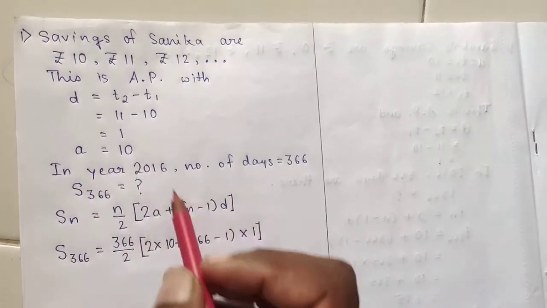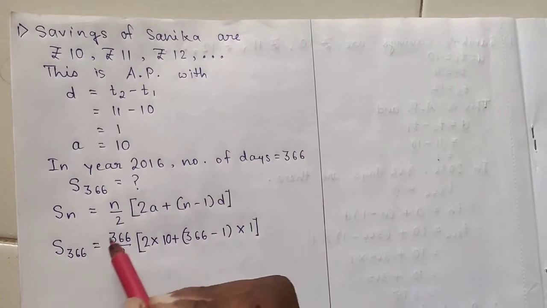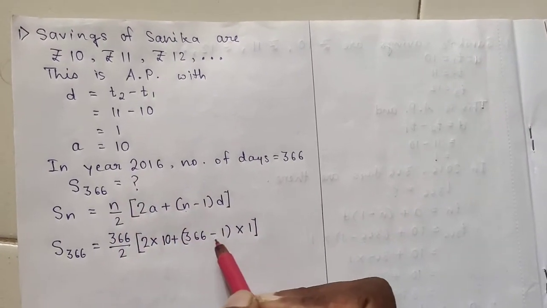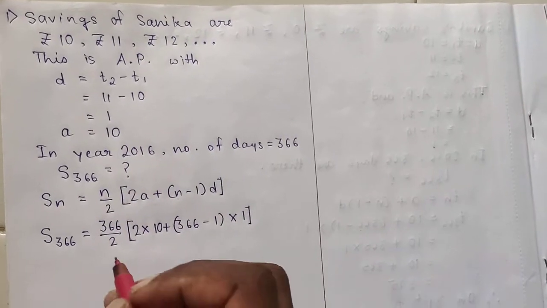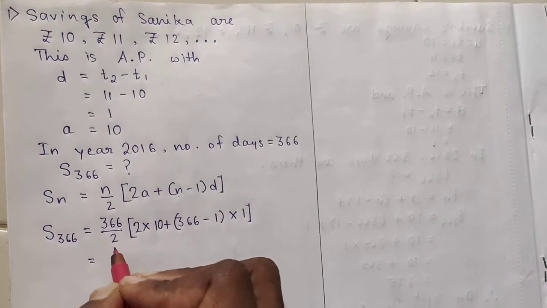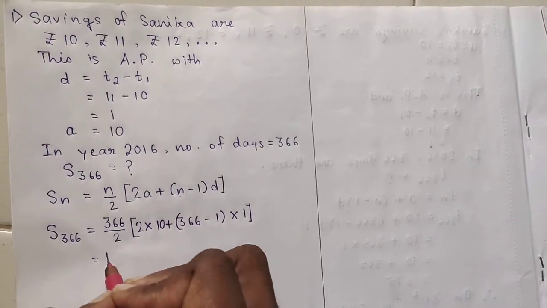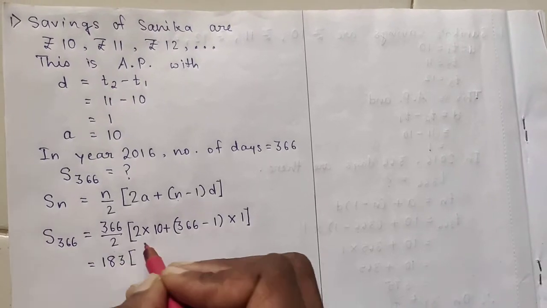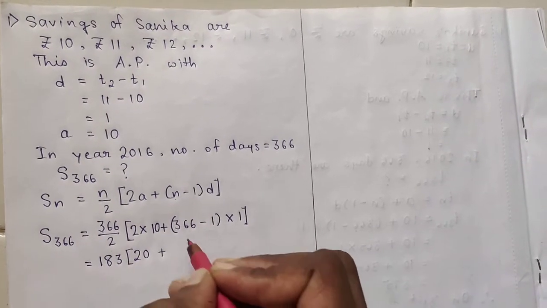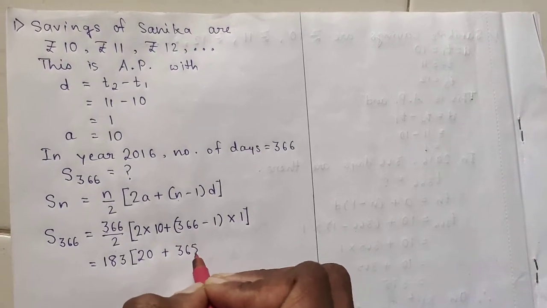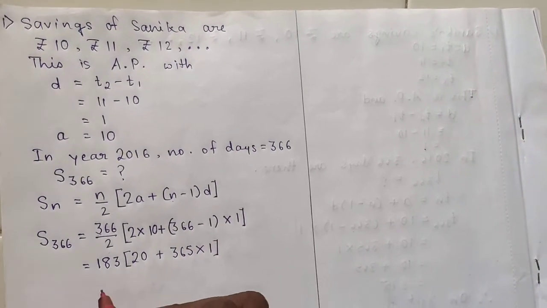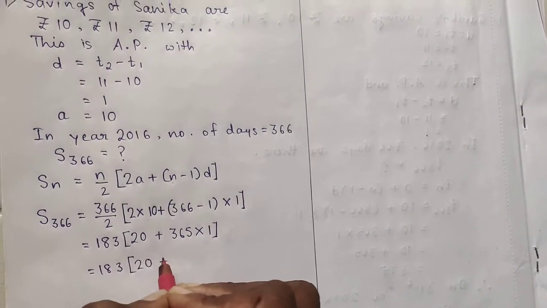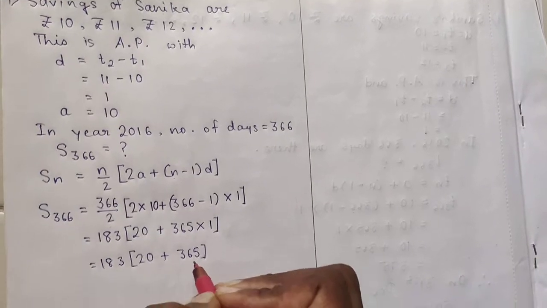You can see here, again cross check. N is 366, 2 into what is A? 10, plus n 366 minus 1, what is D? 1. So we are right. Now 366 upon 2. So let us do that. 2 1s are 2, 1 is remaining. 2 8s are 16, 2 3s are 6. Now this is 2 10s are 20, plus 366 minus 1 gives you 365. So this is 365 into 1. So 183 bracket 20 plus 365.